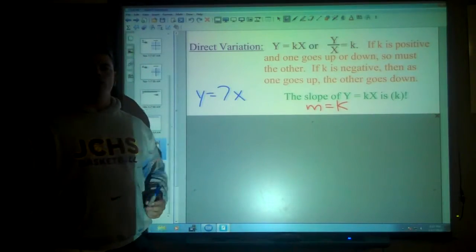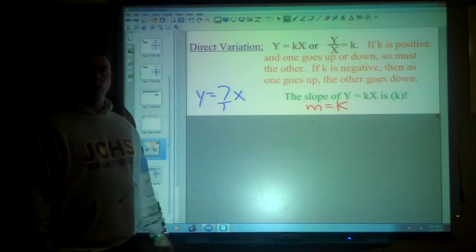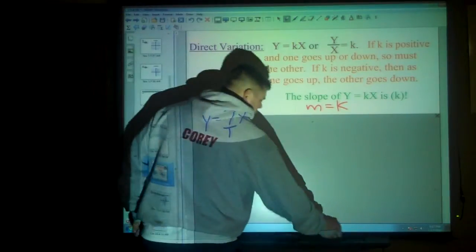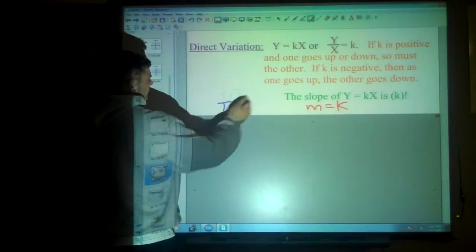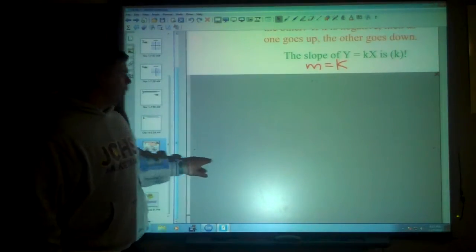Now you might say, well, slope is rise over run. Okay, you can write 7 as a fraction by putting it over 1. So you now have 7 over 1, rise over run. So slope and constant are the exact same thing. Alright? If you find one, you found the other.